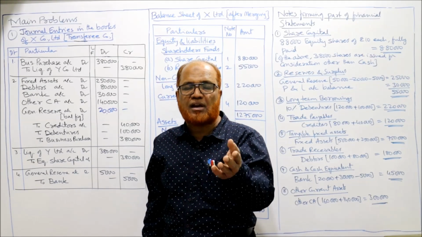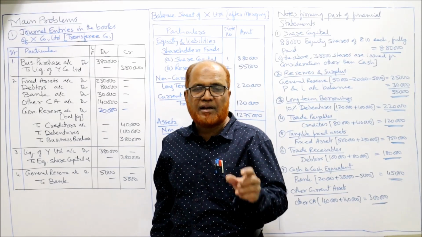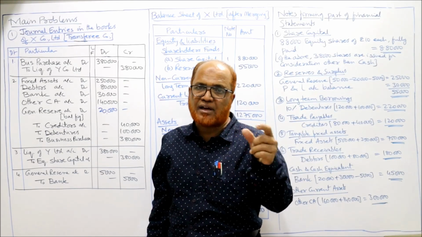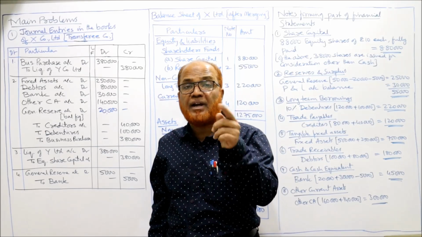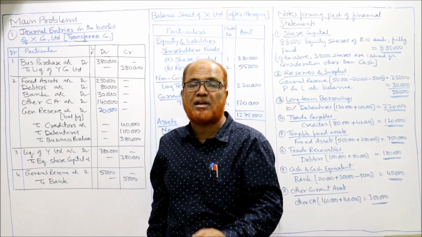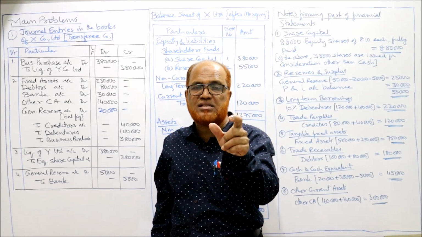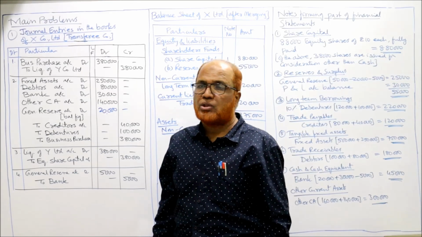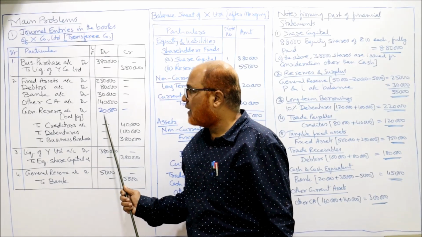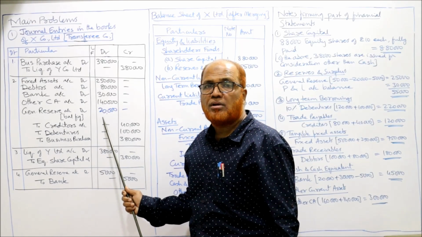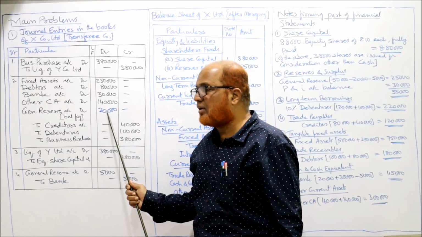Credit करने से general reserve बढ़ता. General reserve will show credit balance. If we credit it, it will increase. If we debit, general reserve will decrease. By debiting general reserve account, the general reserve balance will decrease. So here we have debited general reserve. How much we have debited? 20,000. 20,000 rupees general reserve we have debited.